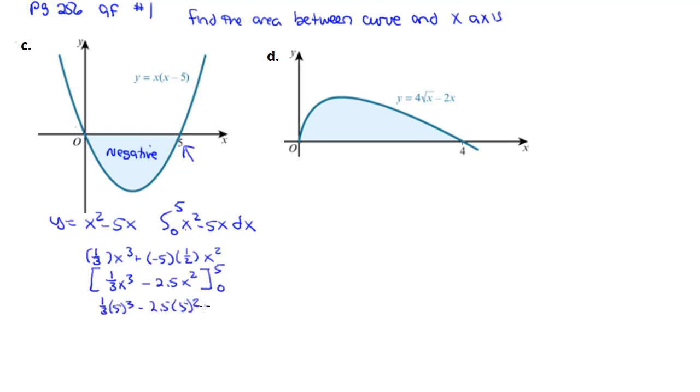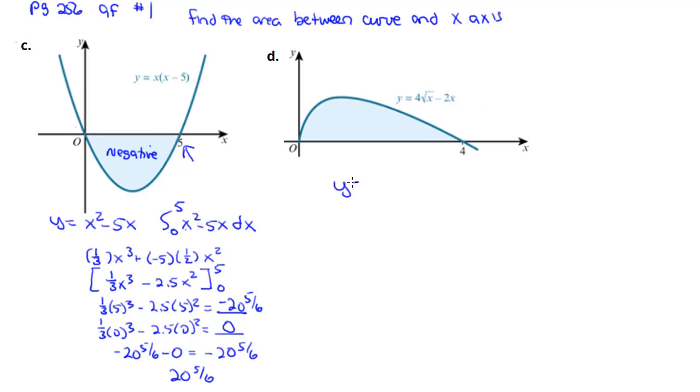So when we substitute in those two values for our limits, 5 and 0, we're going to get 20 and 5/6. And then the second one is going to be 0. So when we subtract -20 and 5/6 from 0, we're going to get -20 and 5/6. And keep in mind, when we get an area underneath the x-axis, we expect it to be negative.